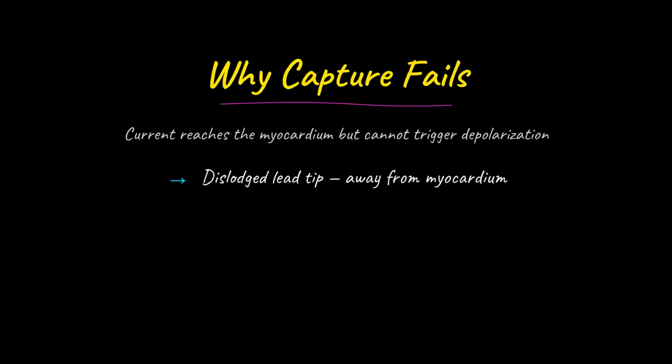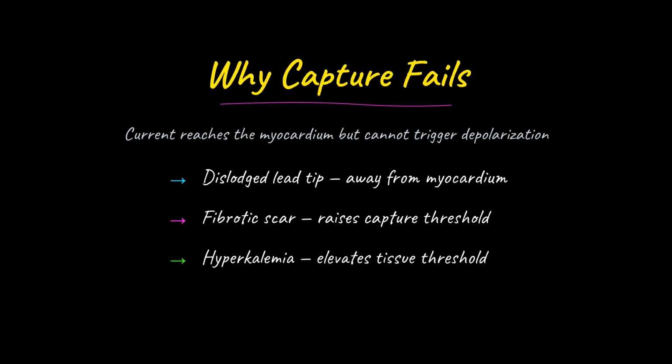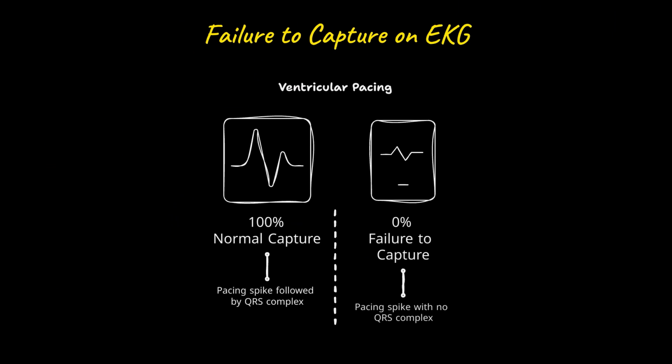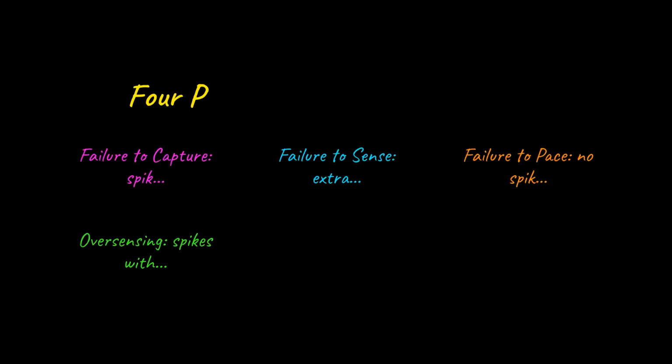Capture means the pacemaker's delivered current successfully triggers an action potential in the surrounding cells. Failure to capture occurs when that current isn't enough, due to a dislodged lead, fibrotic scarring around the tip, hyperkalemia, or a depleted battery. On the tracing, failure to capture looks like a pacing spike sitting alone on the baseline with no QRS complex following. A normally captured ventricular spike is immediately followed by a wide QRS. When that QRS is absent, the spike was not effective.